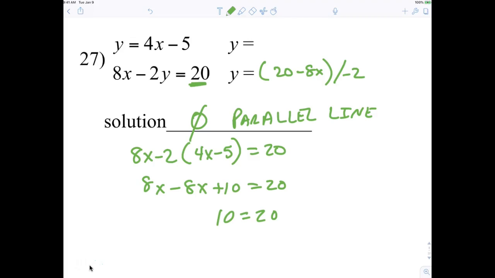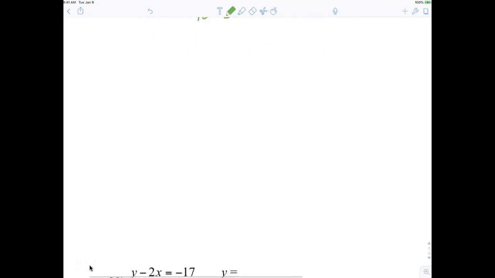All right, so now type that in the calculator real quick. And what do you notice about the lines? They are parallel. All right, which means they don't intersect. You good on that now? Good. All right, here we go. Keep going. 28.